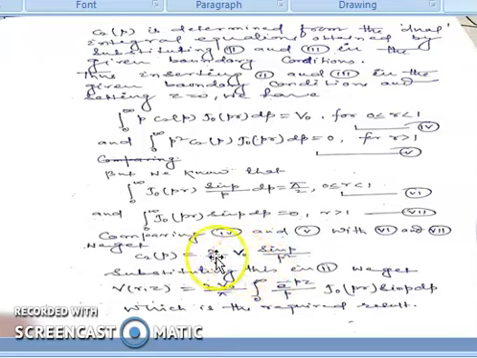Now substituting the value of c2 in equation 2, V(r, z) becomes (2V0/π) ∫ from 0 to infinity of e^(-pz) / p J0(pr) sin p dp. This is the required solution of the second problem.